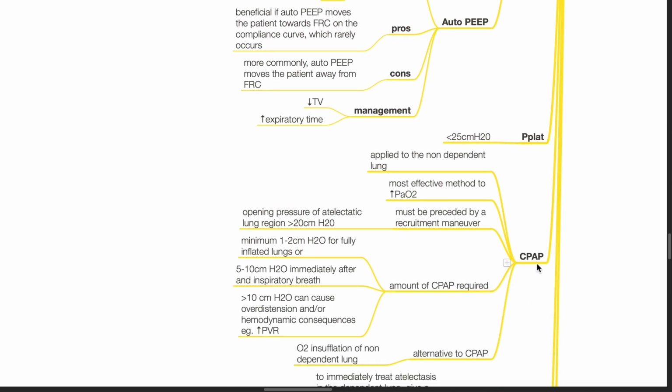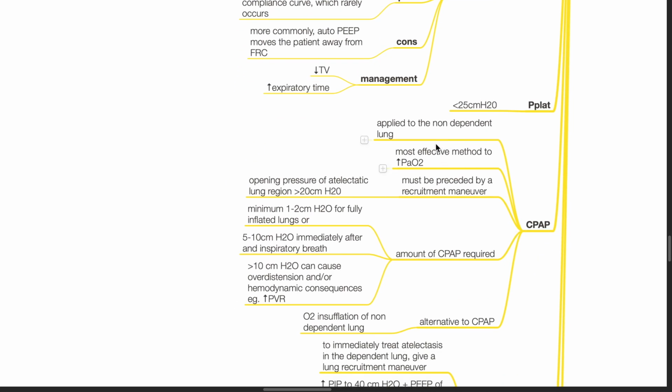CPAP applied to the non-dependent lung. It is the most effective method to increase PaO2. It must be preceded by a recruitment maneuver. Opening pressure of an atelectatic lung region is more than 20 cm H2O.